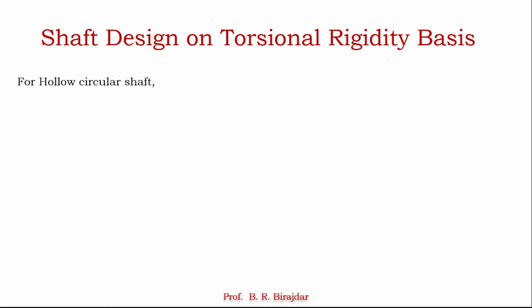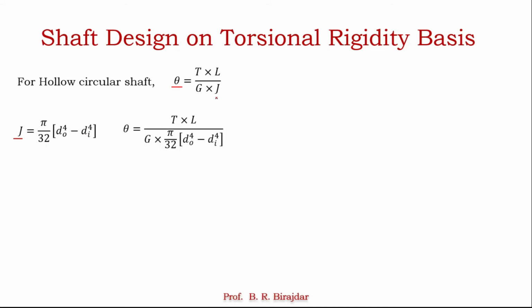Now if we have a hollow circular shaft, in a similar way the equation is the same, theta is equal to T into L divided by GJ. Now the polar moment of inertia for the hollow circular shaft is pi by 32 in bracket outer diameter d raised to 4 minus inner diameter di raised to 4. Now again we will put this value of J in this equation and rearrange, then we will get 32 at the upper side. So 32 T into L divided by pi in bracket outer diameter raised to 4 minus inner diameter raised to 4, into G.